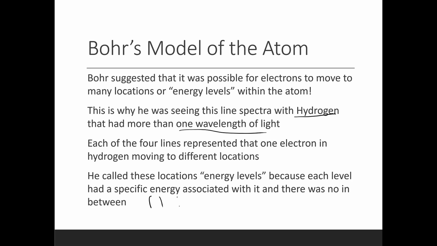Each line in the line spectra was a different color. Each color represented a different energy of light. That's why they're called energy levels. And this supported Planck's and Einstein's quantum theory of the electrons being outside of the nucleus and having mass and energy.